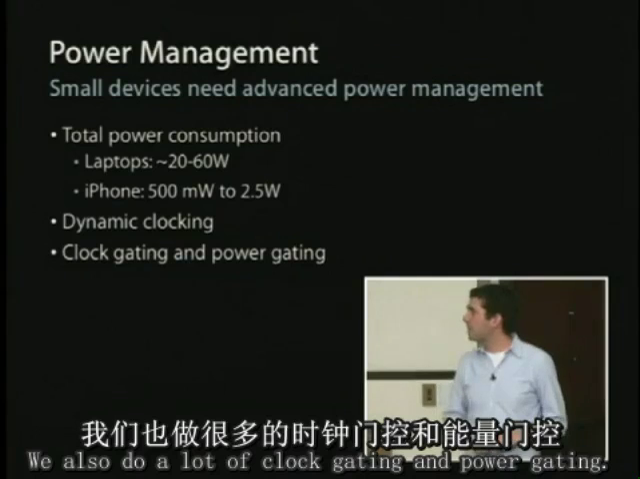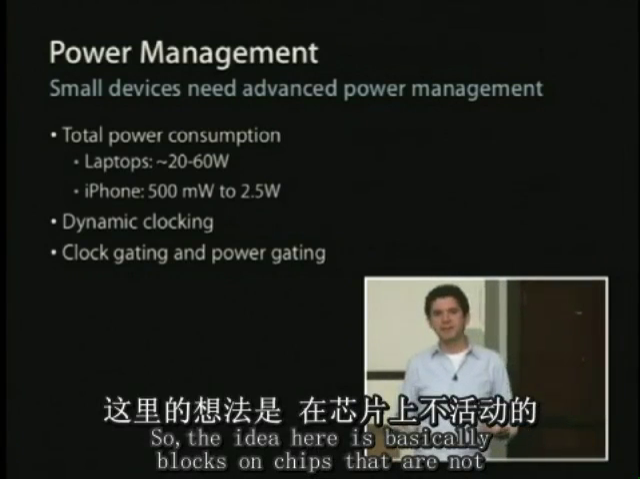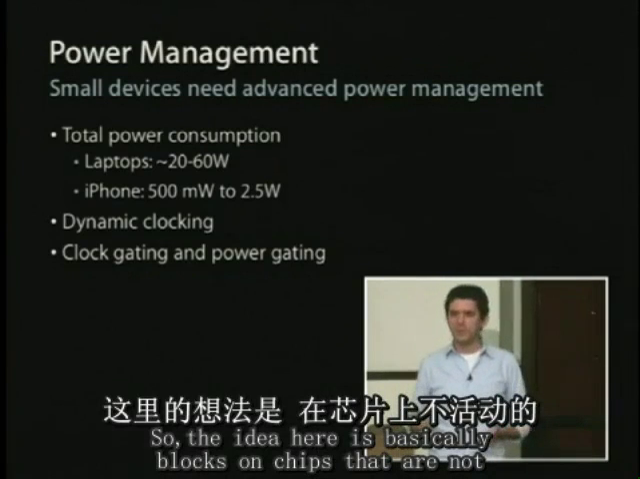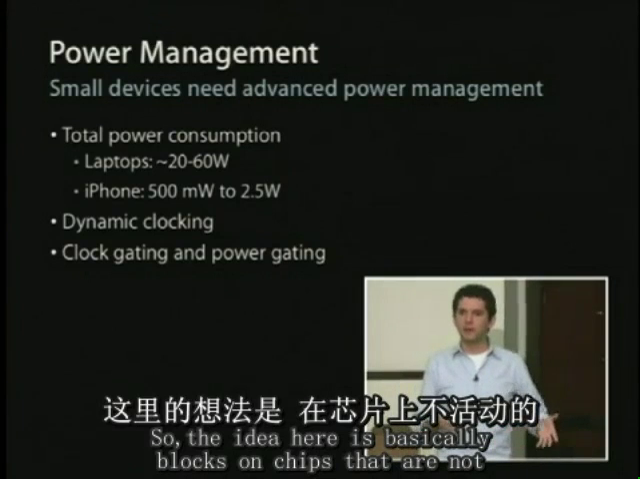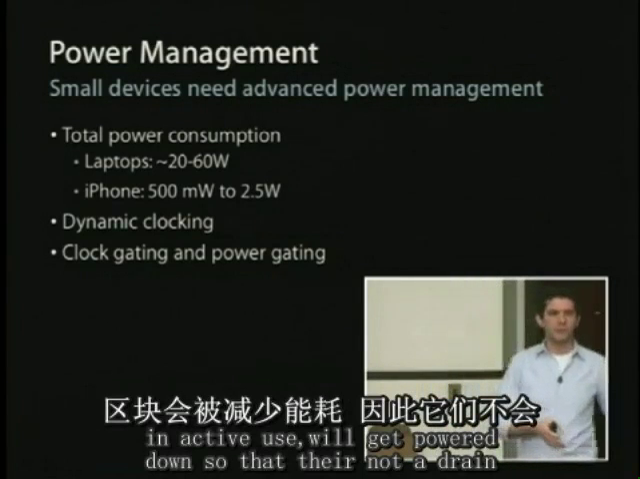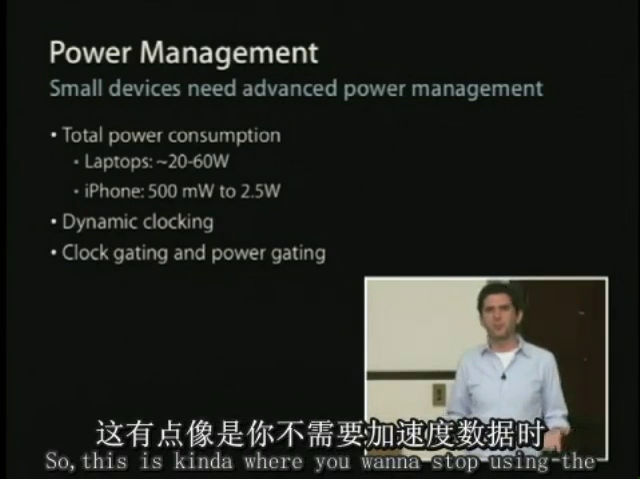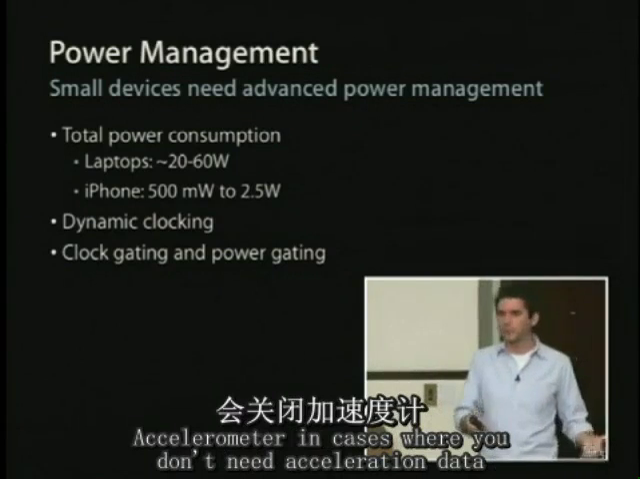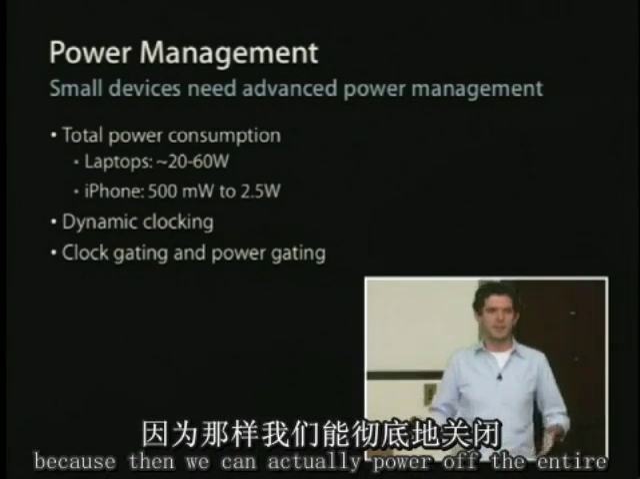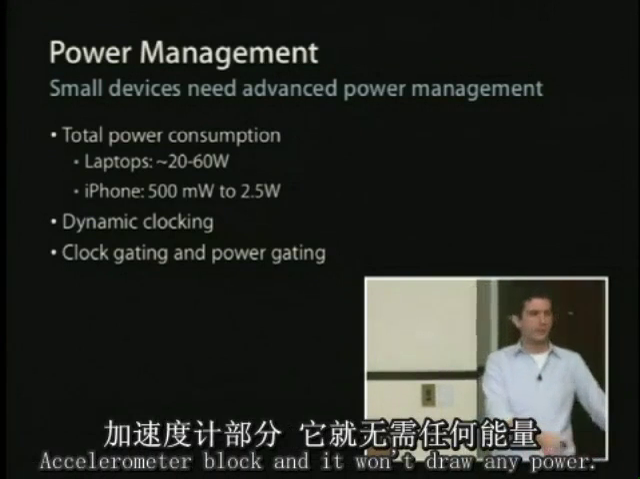We also do a lot of clock gating and power gating. The idea is that blocks on the chip that are not in active use get powered down so that they're not a drain on the rest of the system. So you want to stop using the accelerometer when you don't need acceleration data, because then we can power off the entire accelerometer block and it won't draw any power.